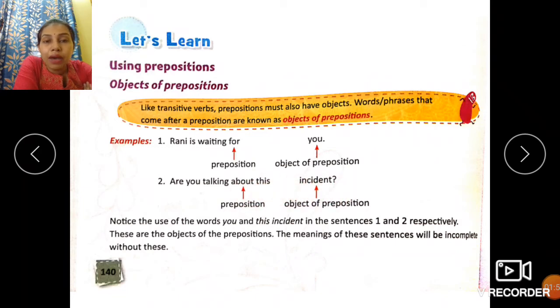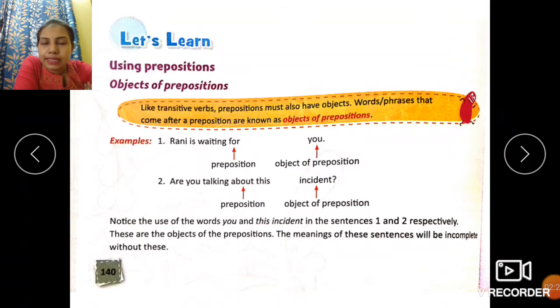Are you talking about this incident? What are you talking about? This incident. Here, this incident is the object of the preposition about. Are you talking about something? Isn't it? You have also learned this when we did noun phrases and noun clauses. Asking a question with what or whom gives us the object of the sentence. So, are you talking about something? Or what are you talking about? This incident. This becomes the object of the preposition about.